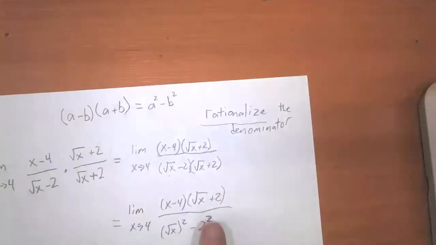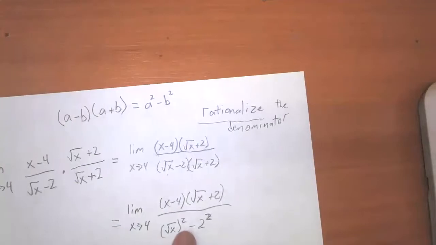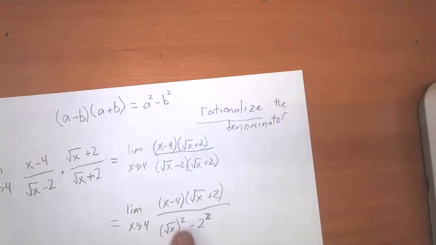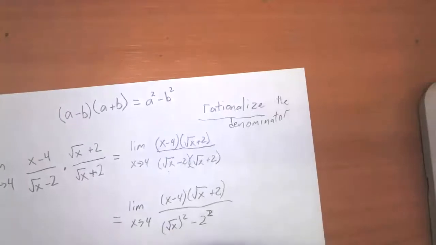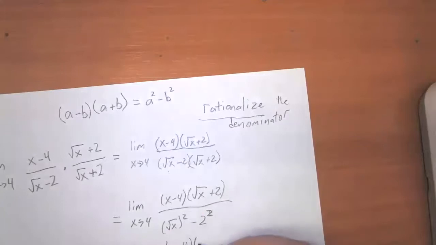All right, so this is a little bit simpler. What can we do to simplify the square root of x squared? Well, we know that x is a positive number because it's a number that's close to 4. So these two operations are inverses of each other. So that's the limit as x approaches 4 of, once again, x minus 4 times the square root of x plus 2 over x minus 4. The square root of x squared is equal to x, and 2 squared is equal to 4.